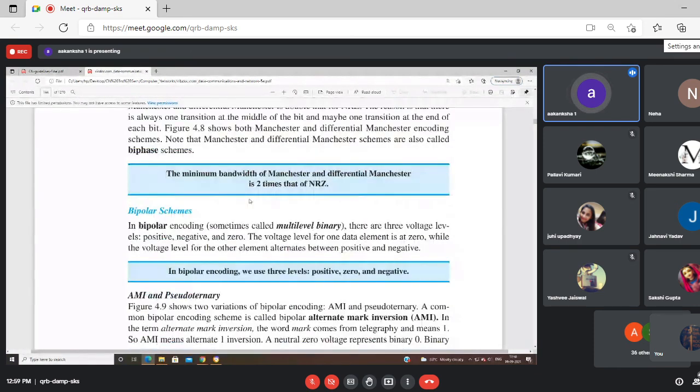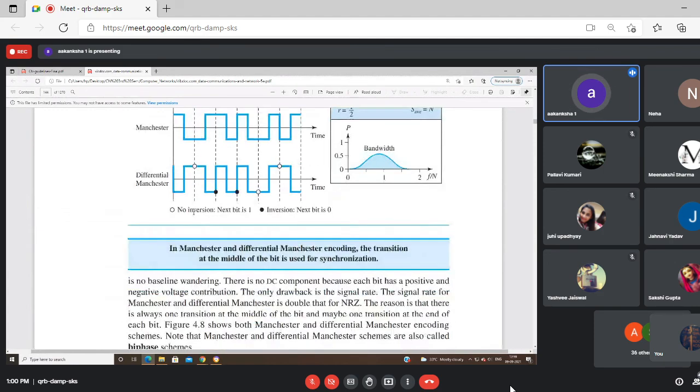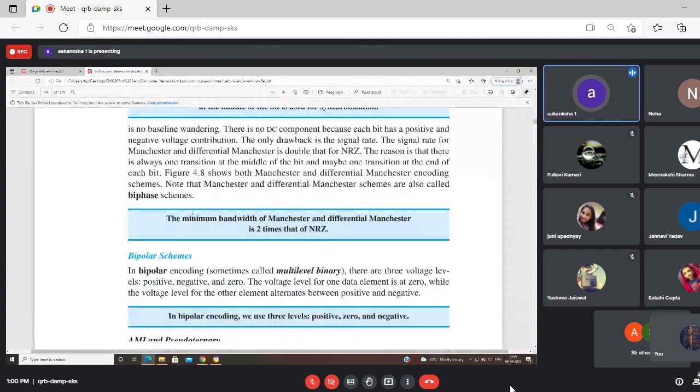So the minimum bandwidth of Manchester and differential Manchester is 2 times that of NRZ. Why? Because we are repeatedly doing a transition in the middle of the bit, high to low or low to high, and in both Manchester and differential Manchester a single bit, 0 or 1, is using 2 different signaling levels. So positive and negative. So this is basically using double the bandwidth. Okay, 2 times that of NRZ.